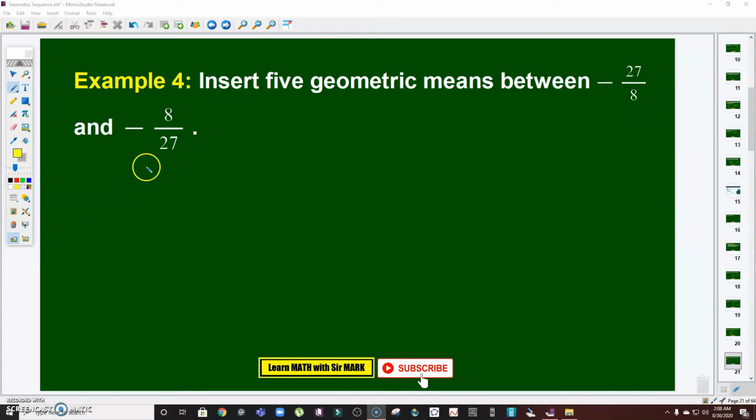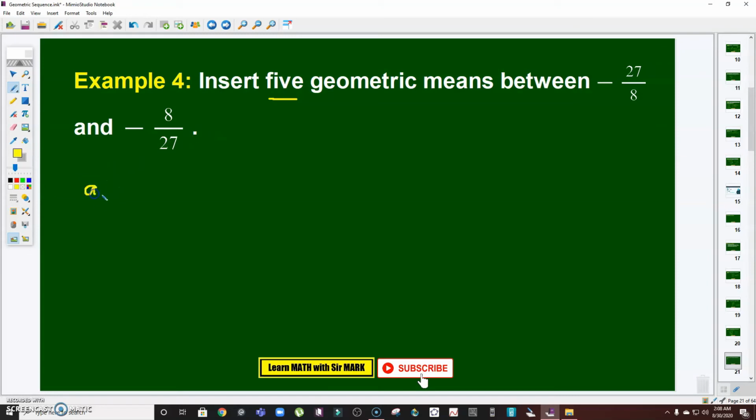Okay, so we are now on the last item on this video. Problem number 4: we have to insert 5 geometric means between negative 27 over 8 and negative 8 over 27. Once again, we have to insert 5, including the first and the last term. That gives us 7 terms.